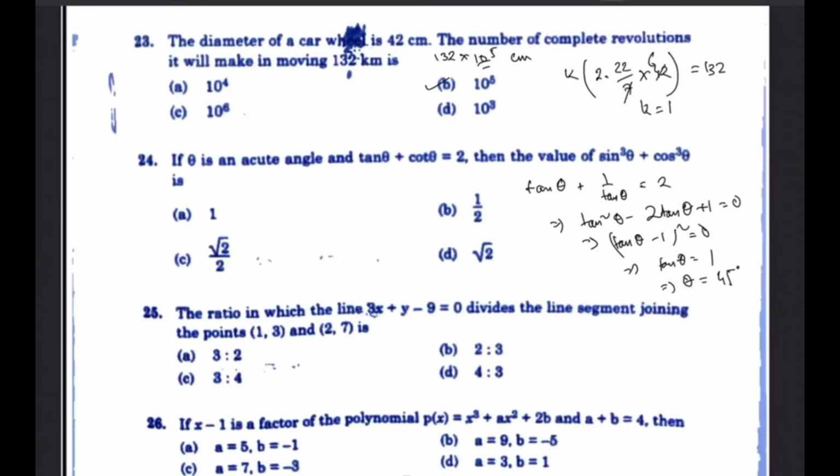Now 1 by root 2, so this you get as 1 by 2 root 2, and this you also get as 1 by 2 root 2. So half of you get 1 by root 2, that is root 2 by 2. Here you are. Okay.